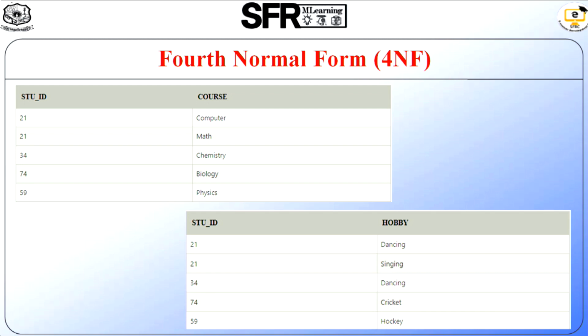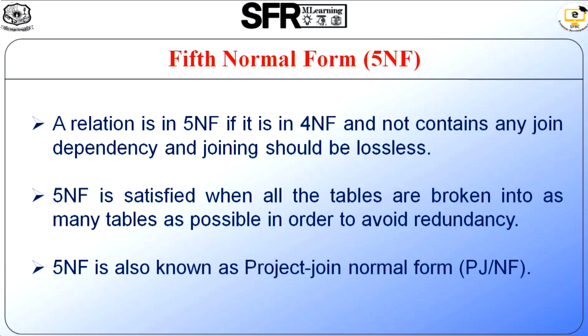And the next one, fifth normal form. A relation is in fifth normal form if it is in 4NF and when we join the tables it does not lose any data, that is, the joining should be lossless. Fifth normal form is also known as project join normal form. So we'll see the example.